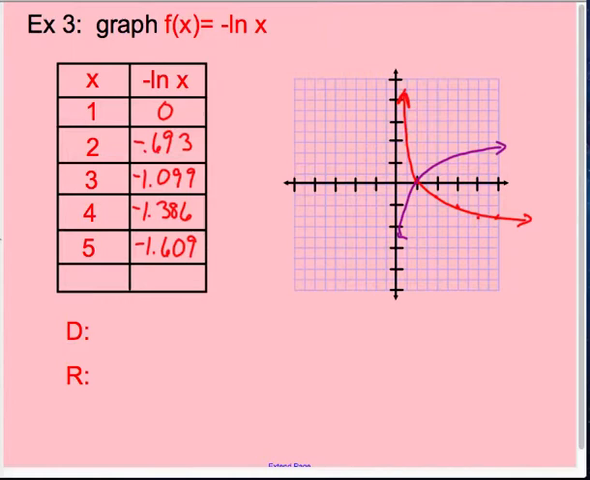So our domain, again, didn't change. We still can't take the log of a negative, so our domain is x is greater than 0. And the range didn't change either. It's just facing a different direction. We're still growing towards the y-axis and then out towards infinity, so our range is still all real numbers.